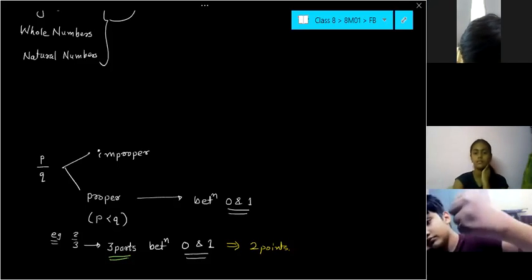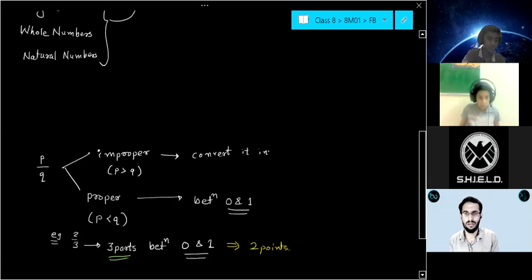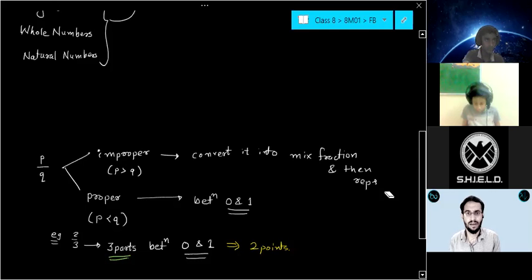And if it is an improper fraction, students, that is P greater than Q, you first convert it into a mixed fraction. And then you can represent it. Right? Let us take one example. Suppose I am taking the example 3 by 2.